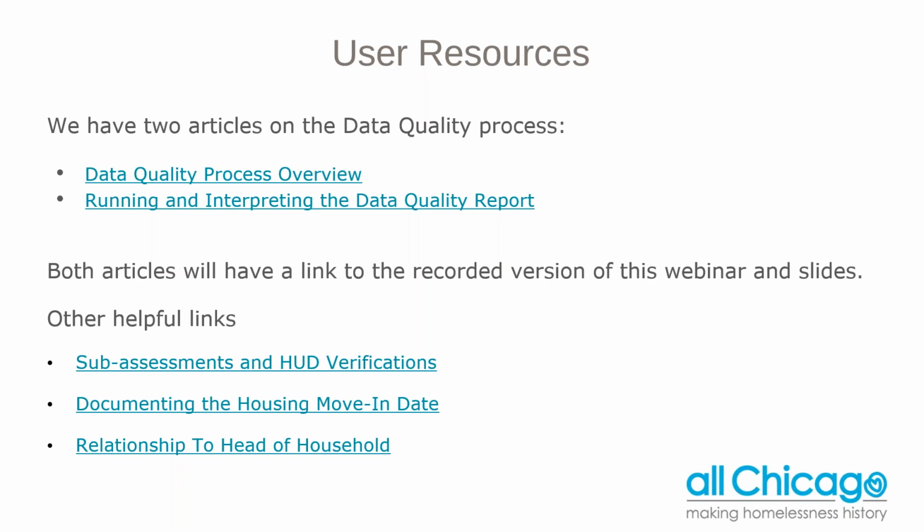Documenting the housing move-in date is really important when it comes to utilization, especially for permanent supportive housing projects, because that is a requirement for them to be counted towards utilization. And then relationship to head of household, again another important measure, because every enrollment has to have a head of household identified. So this will help you figure out who's missing and be able to add those in correctly.